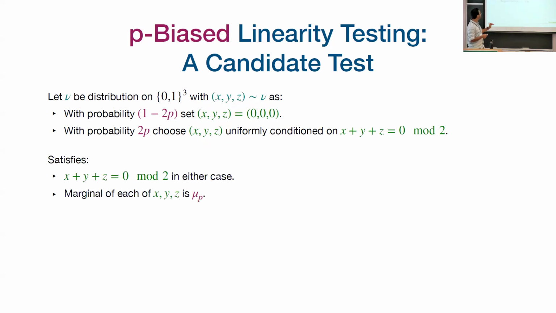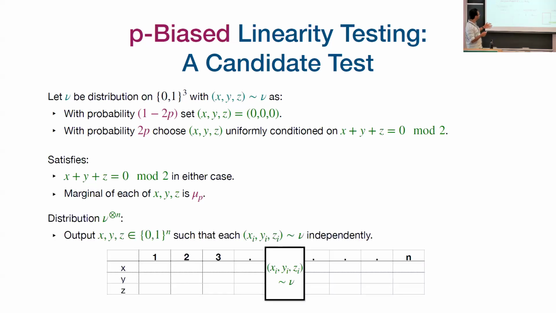You can see that this distribution nu satisfies two properties. Firstly, whatever the output from this distribution nu is, it always satisfies x plus y plus z is 0 mod 2, because in the first case it's 0, and in the second case also it is 0. And also the marginal of each of these 3 bits x, y, and z is mu p. For example, if you just see the marginal of x, what is the probability that x is 1? In the first case it is 0, in the second case it is half, and the second case occurs with probability 2p, so you get 2p times half, which is p.